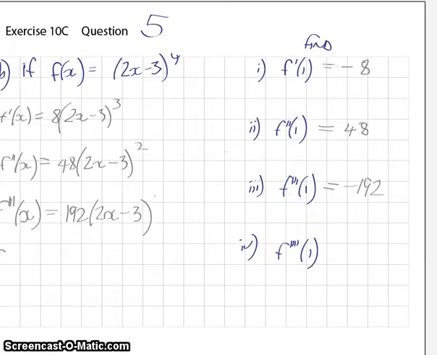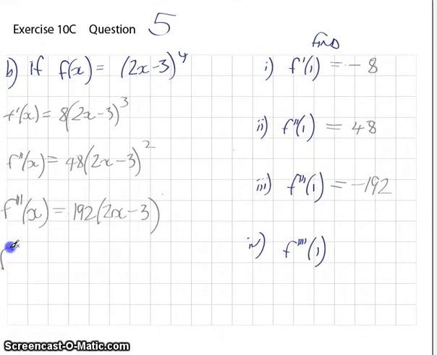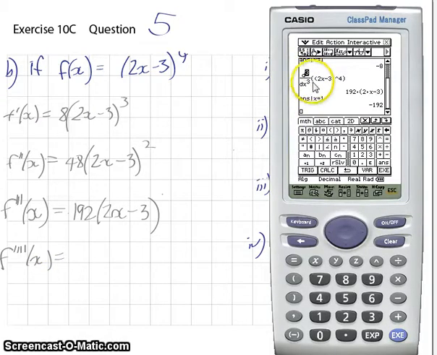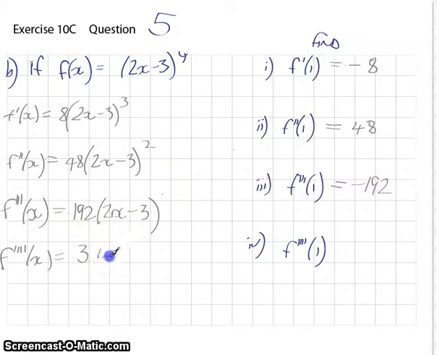Now my fourth derivative, again, all I need to do now is change this 3 to a 4. I get that it's 384, so therefore there's no x's in it, so it doesn't matter what this says, my fourth derivative is always going to be 384.